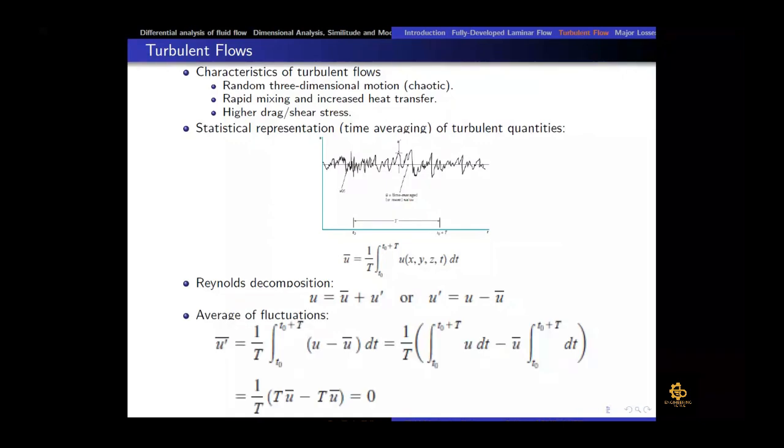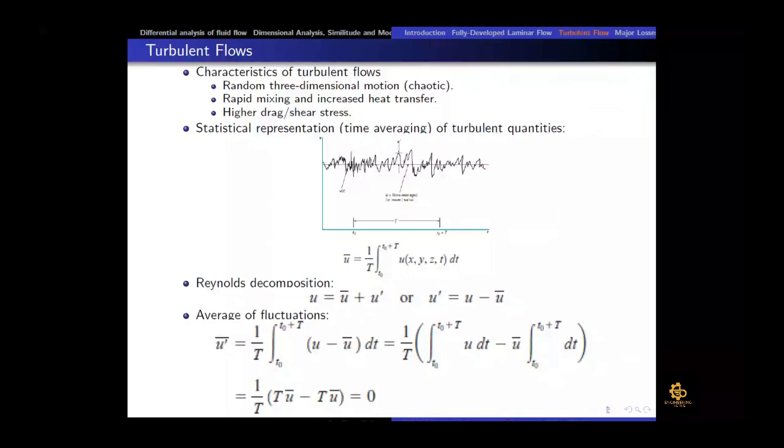And the same thing can be shown mathematically. Because u prime is u instantaneous minus u mean, we can do a little bit of integration here, and we know that the integral of u dt times 1 upon t can be written as u mean, and we can easily see that the mean of fluctuations, or average of fluctuation, is always 0. So how can we determine how turbulent a particular flow is? That is quite easy.